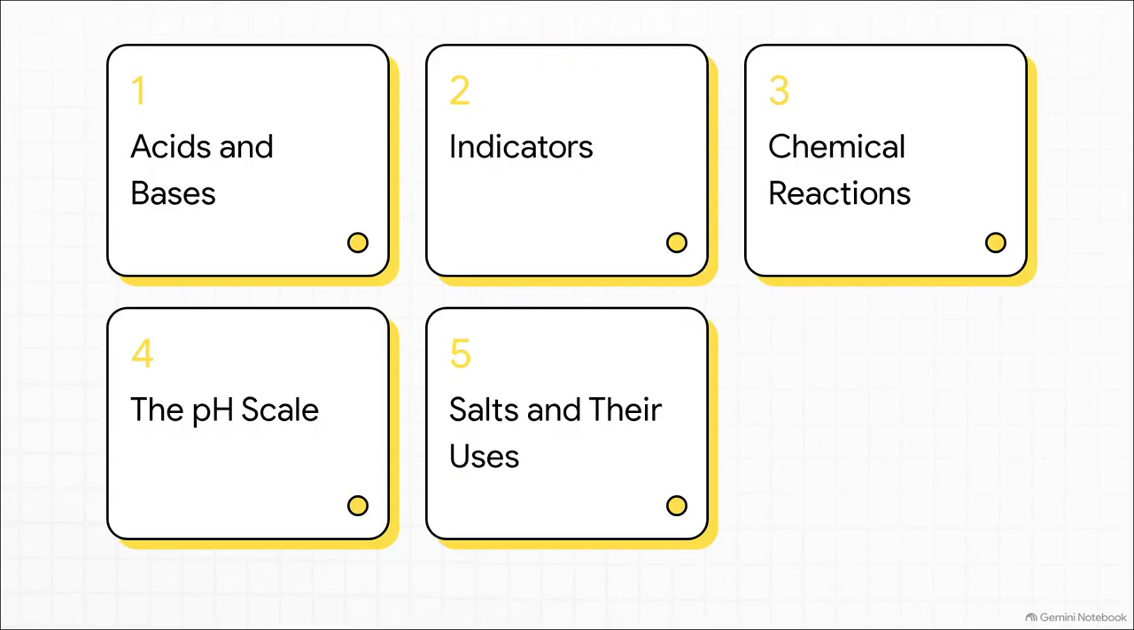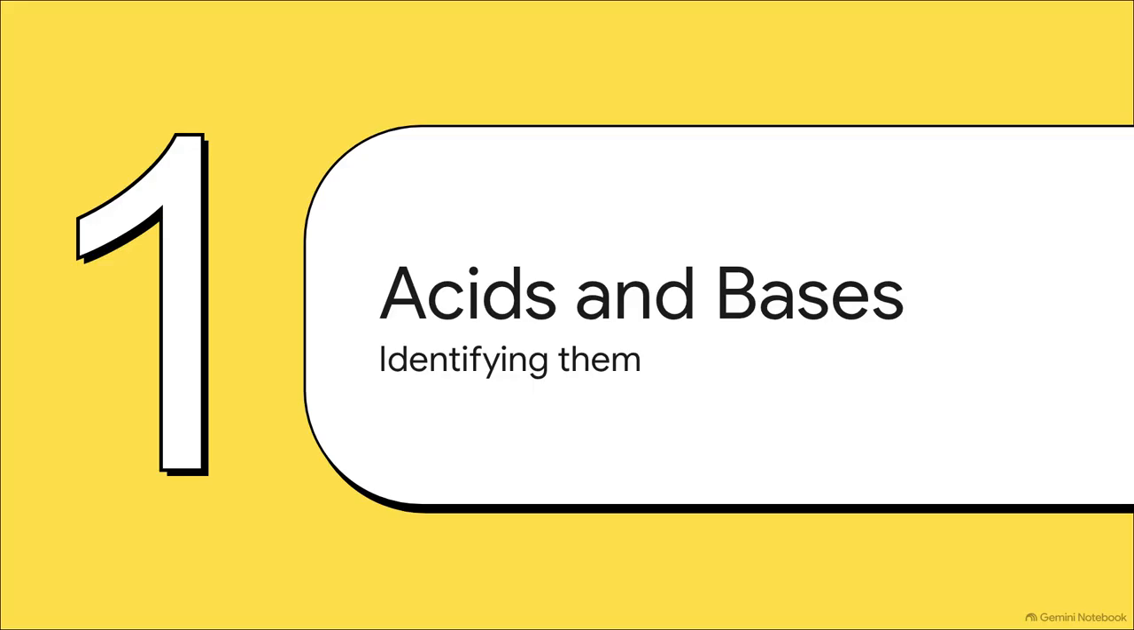So to uncover these everyday mysteries, here is the roadmap for this explainer. We're going to start off by identifying acids and bases. Then we'll meet chemistry's detectives, the indicators. Next, we'll look at the magic of chemical reactions, explore the pH scale in our life, and finally, we'll hit the most crucial section for your exams, salts and their uses. All right, section 1, identifying acids and bases. Let's get right to it.